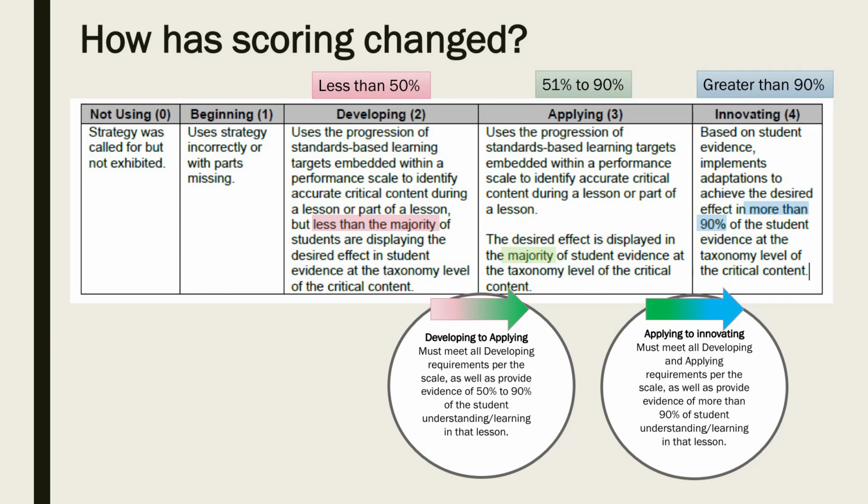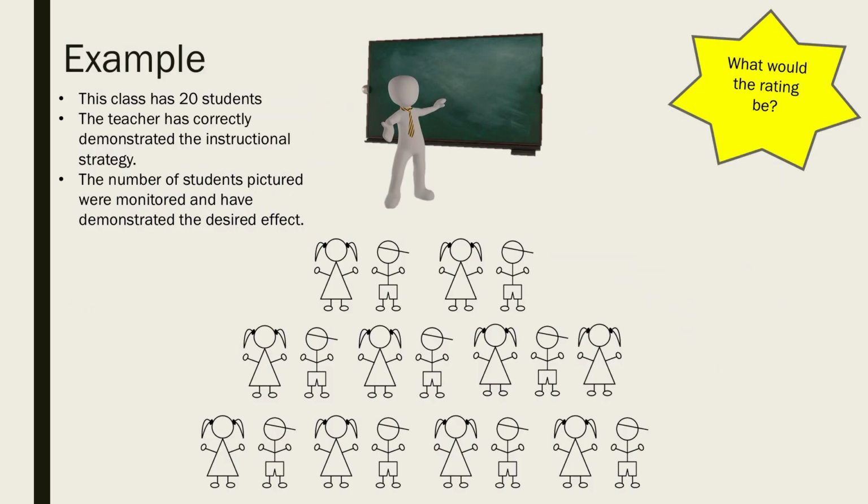In the developing category, less than the majority of student evidence has been monitored and shows the desired effect at the taxonomy level of the critical content. To be rated applying, the majority of your student evidence has been monitored and shows the desired effect at the taxonomy level of the critical content. For example, if I have a class of 20 students and I implement the instructional strategy correctly, then monitor 4 students for evidence of the desired effect, what would my rating be? If you said developing, you're correct. Great job!